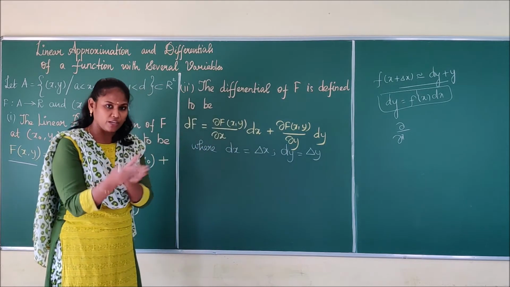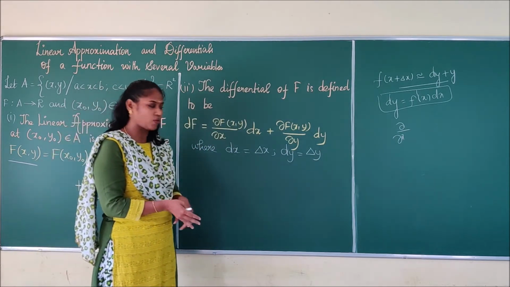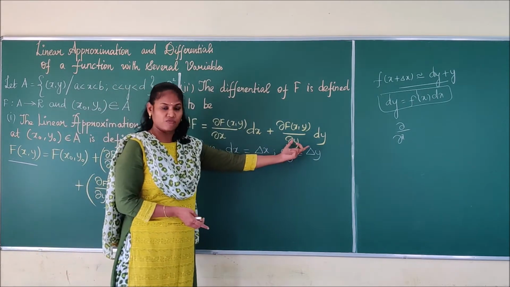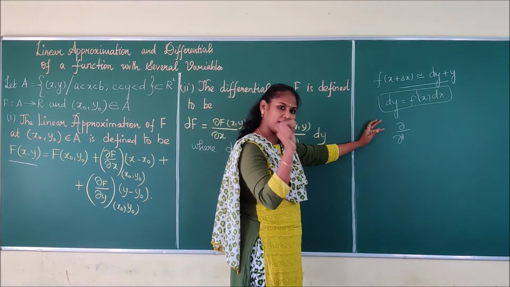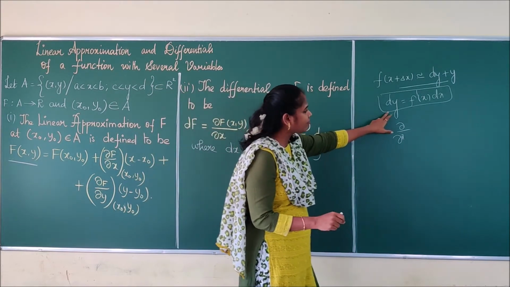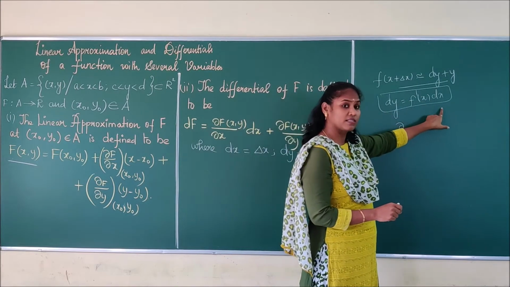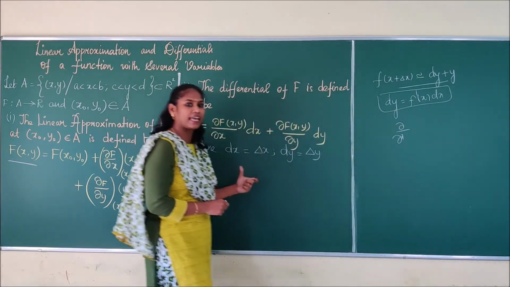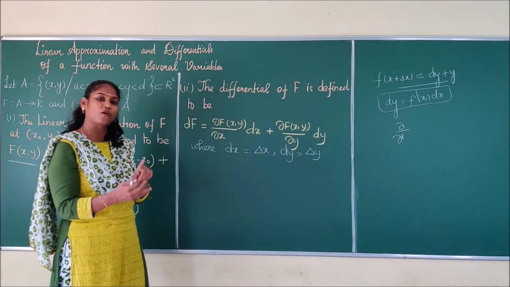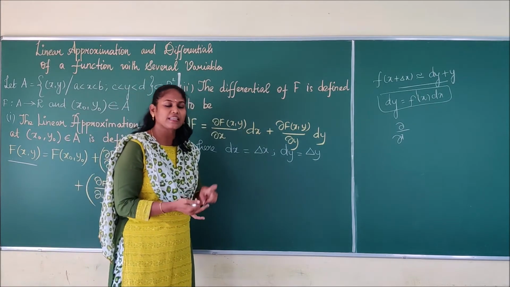Since we have more than two functions, one is x and another is y, so we have two parts in this formula. Here we will differentiate y with respect to x alone. So we have dy is equal to f dash of x into dx. But here in this case, I have the function depends upon two variables. One is x and another is y.